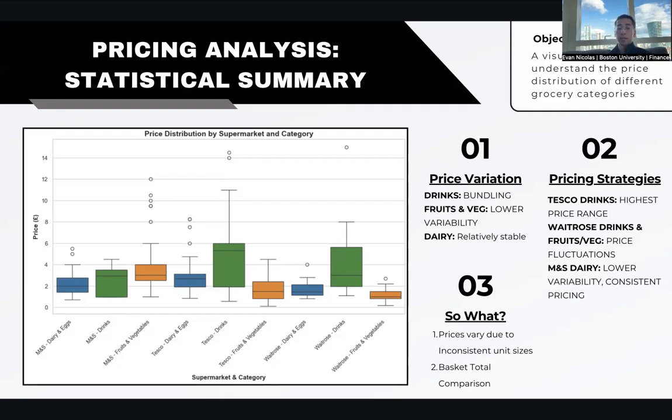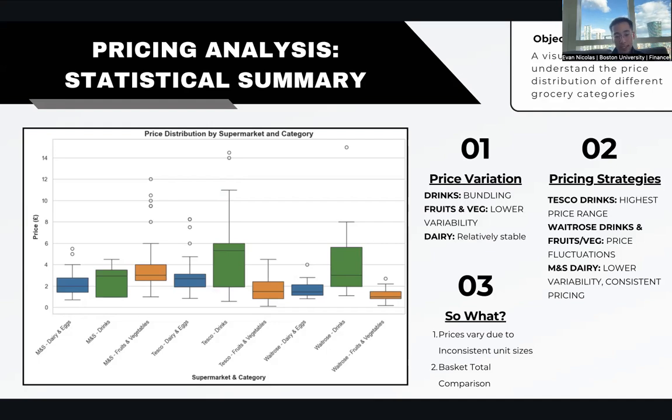Second, we take a closer look into the supermarket's pricing strategy. For example, Tesco's drinks have the highest price range due to premium brands selection and larger packaging options. Waitrose, on the other hand, for their drinks and fresh produce, they have more price fluctuations, reflecting premium products. M&S, on the other hand, appear to have lower price variability for dairy products, indicating a focus on consistent pricing. That said, this is not enough to have a comprehensive price comparison due to inconsistent units among the products.